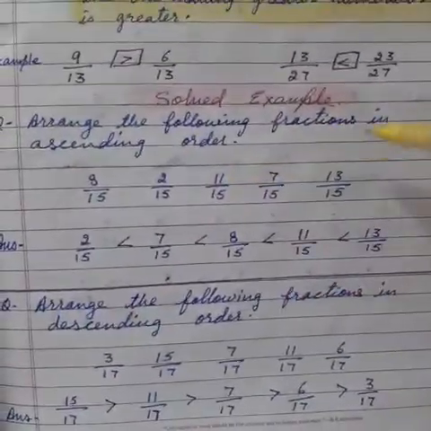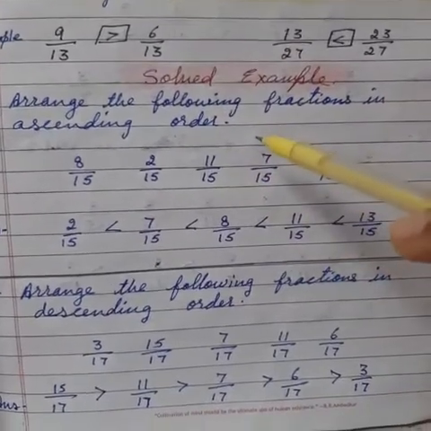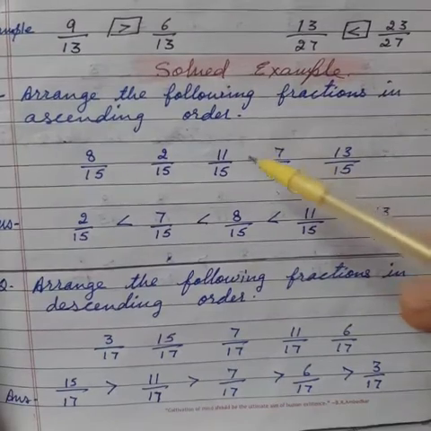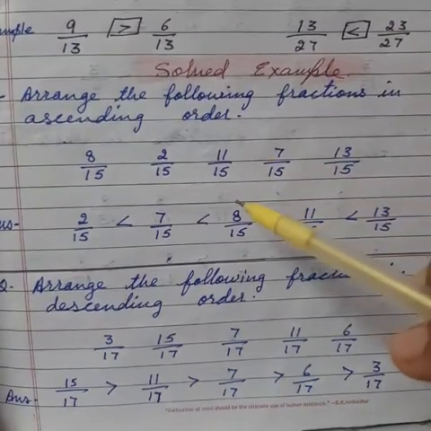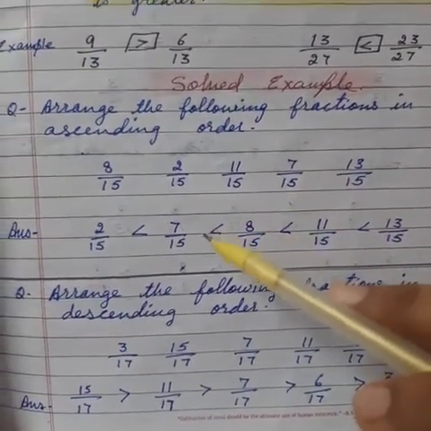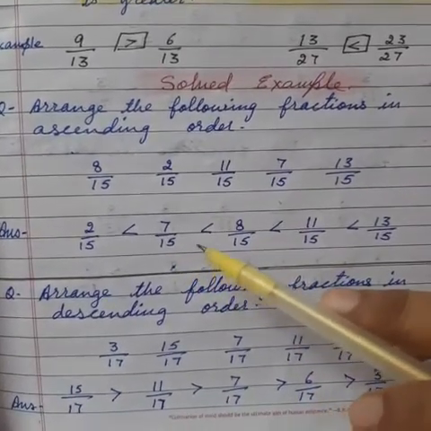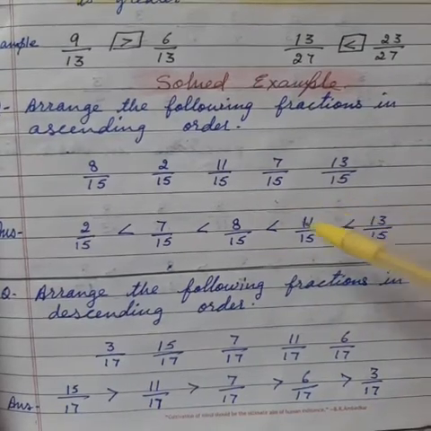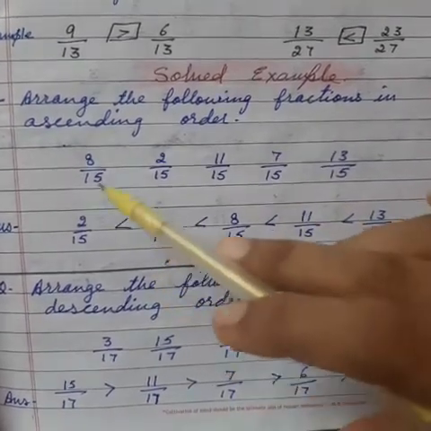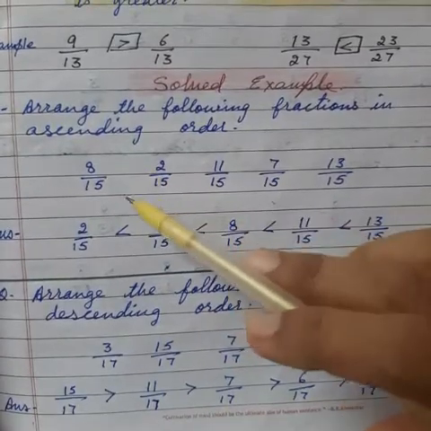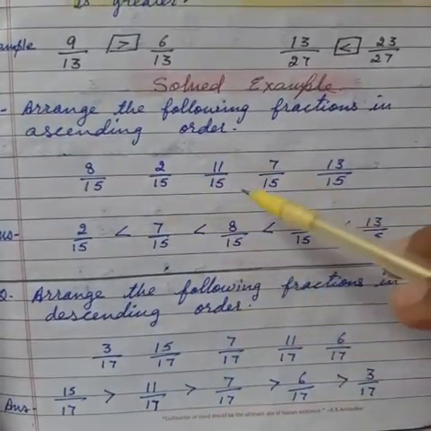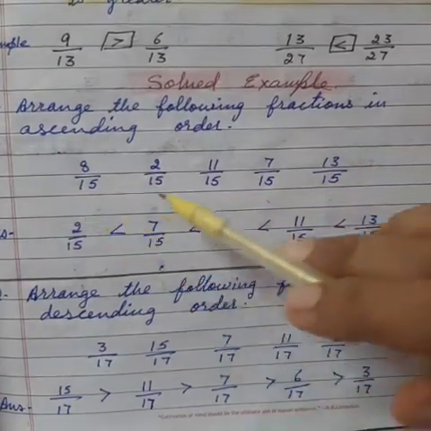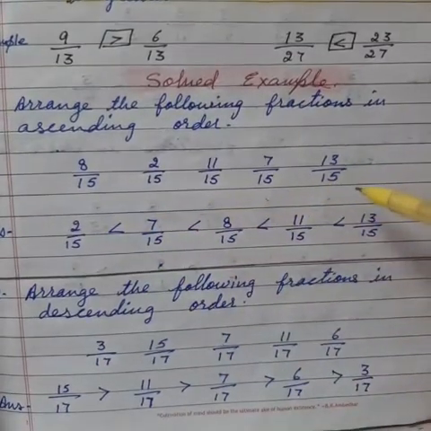Arrange the following fractions in ascending order. Now as you have already come to know how to see which is a greater fraction and which is a smaller fraction, we will apply that rule here and find the different fractions given here, which is bigger and which is smaller. Now out of these fractions, 8 upon 15, 2 upon 15, 11 upon 15, 7 upon 15, 13 upon 15, we find that all the denominators are same.